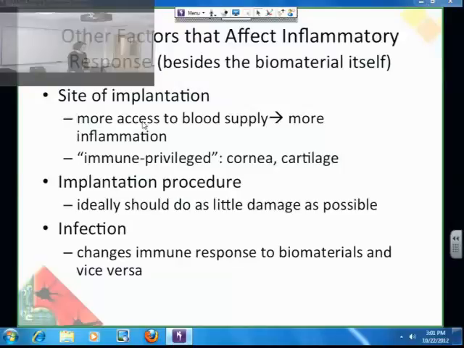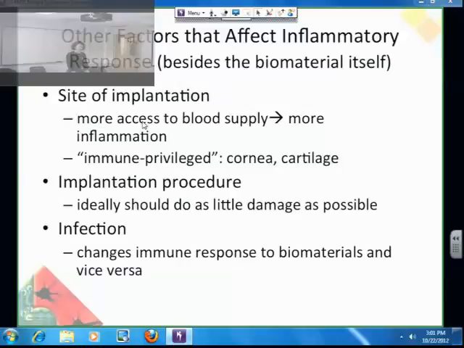The implantation procedure will affect things because you want to do as little damage as possible. Of course you would want to do that anyway, but if it's a more complicated surgery that requires opening up, that requires severing a lot of tissues and stuff, that's going to definitely have a bigger inflammatory response. And infection.